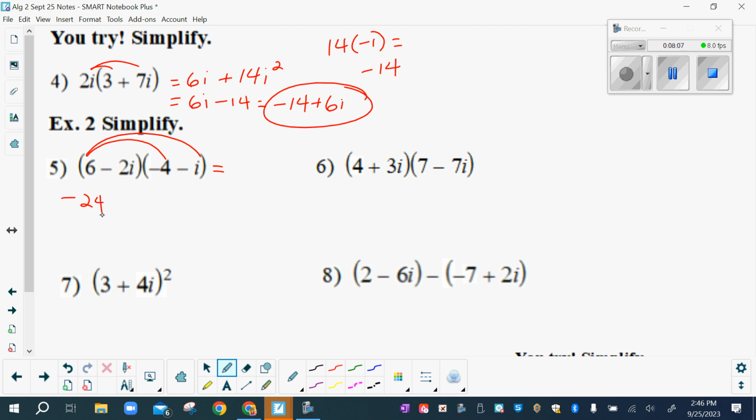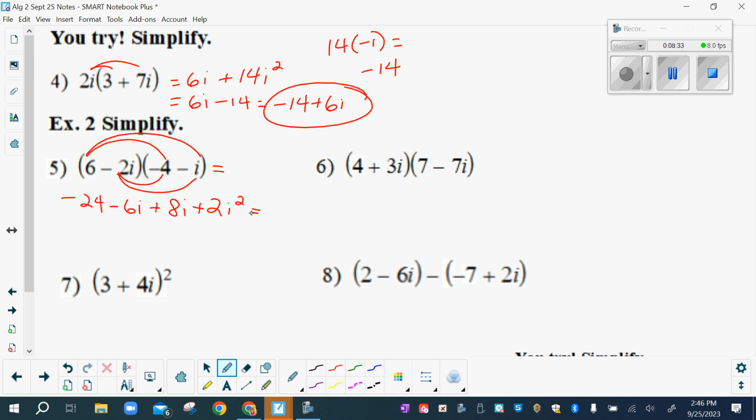-24. Okay, and then 6 times -i? -6i. Good. -2i times -4? -8i. Positive 8. That's okay, that's all right. And then 2i squared. Plus 2i squared. Good. So another common mistake is to forget and not put a square there.